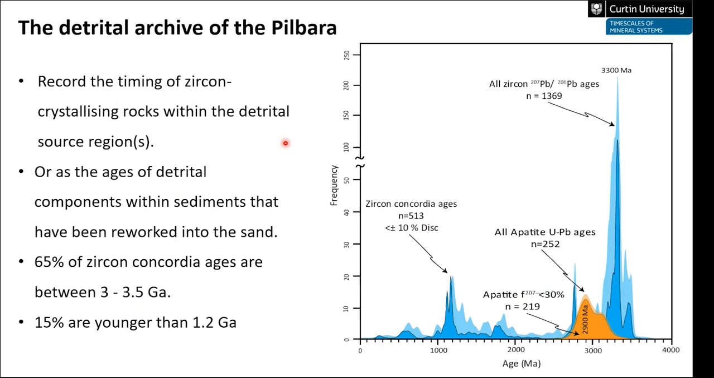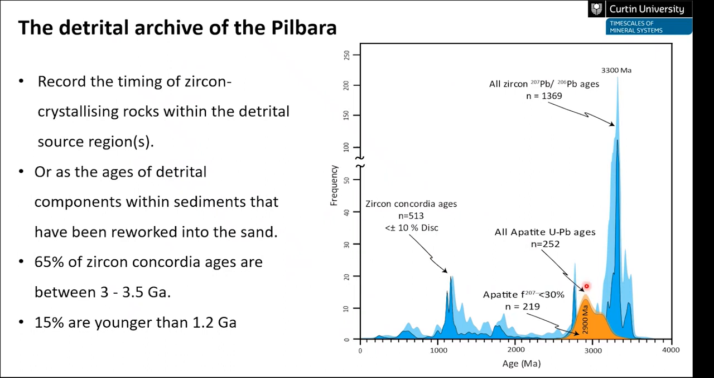So here we have a summary of the ages I obtained from the Pilbara sand dataset. And here we have stacked KDE estimates for ages obtained from detrital apatite in orange and detrital zircon in blue. And I just want to draw your attention to the break in the y-axis here.